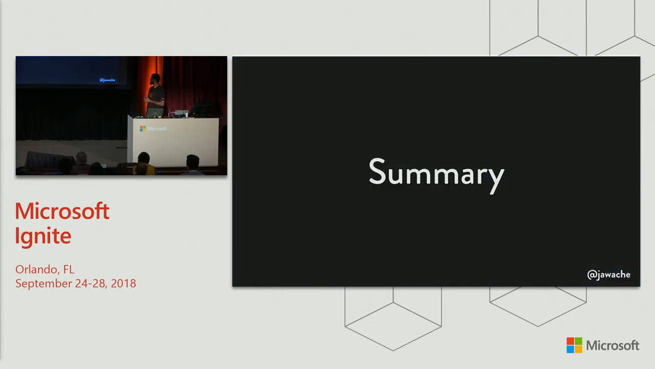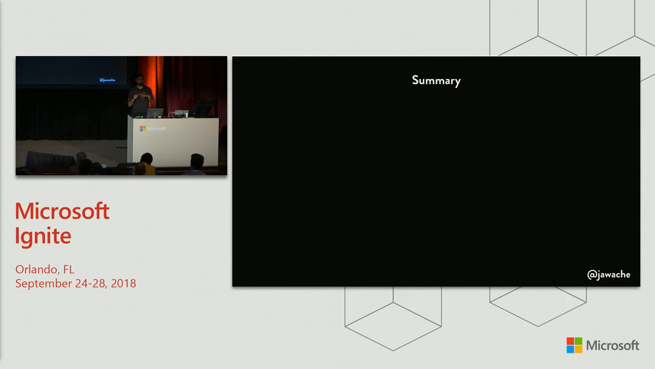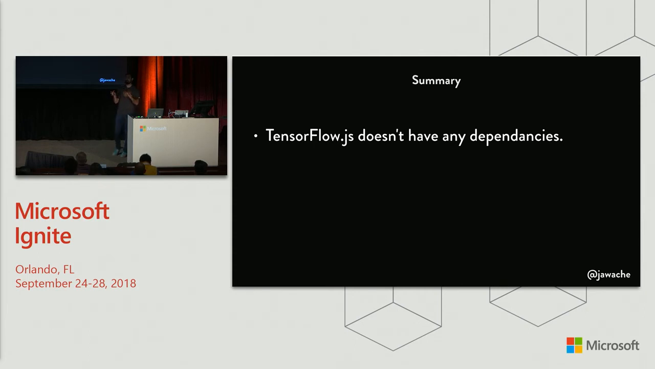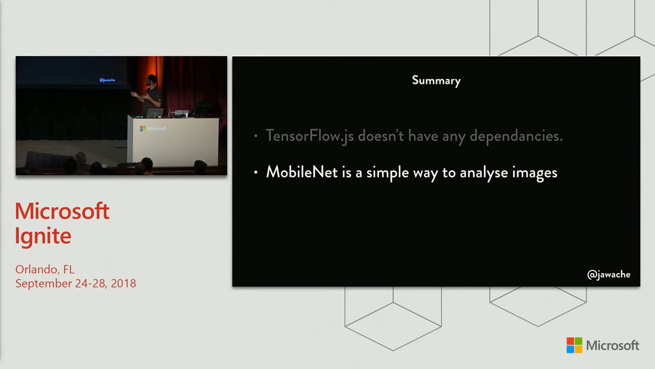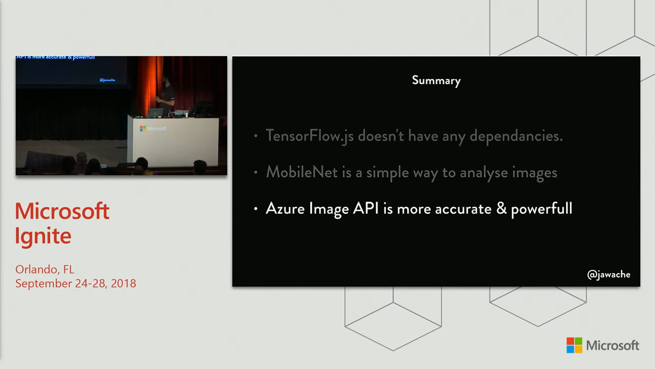So, to summarize, one of the key things I want you to take away from this demo is that TensorFlow JS doesn't have any dependencies. That's one of the only takeaways from this demo: TensorFlow JS, no dependencies. You can just drop a script tag in and start doing machine learning in the browser. That's what's so beautiful about it. MobileNet is a really simple way to analyze images. Honestly, it's not used for that. I wish I had time to go into demos where I explain how we would use it, but I don't. But it is a simple way to analyze images. Oh, it's not the image API. Oops. Use the Azure Computer Vision API to get something a bit more accurate and powerful.